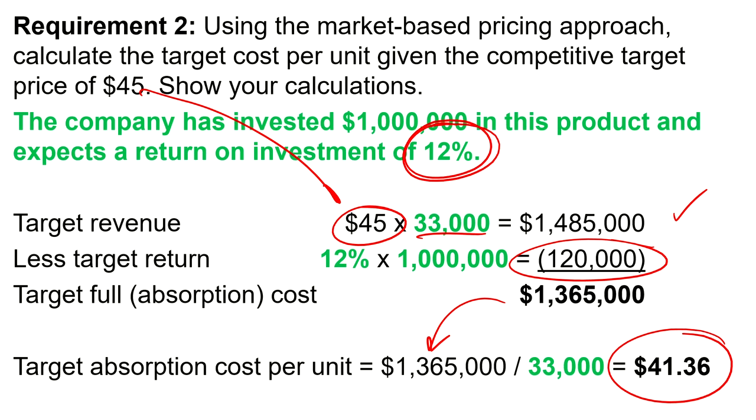If we cannot produce it for $41.36, the cost of production is more than that, we're not going to be able to get that 12% return given that $45 price that became that competitive price that we needed to match. So $41.36 is our answer, and that's the correct answer. So these are the two requirements that were numerical, and now for the last three requirements, we're just going to do a little bit of writing, not a huge amount, but a small amount of writing.